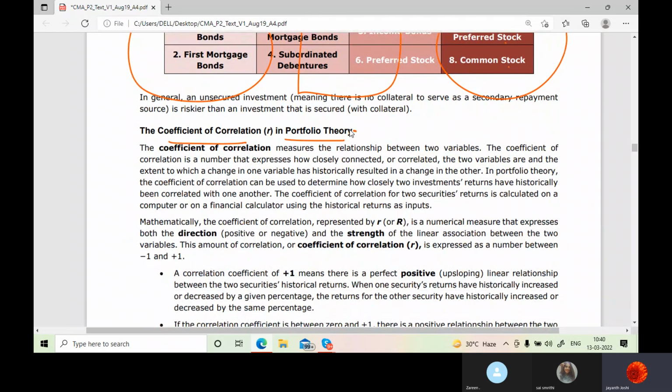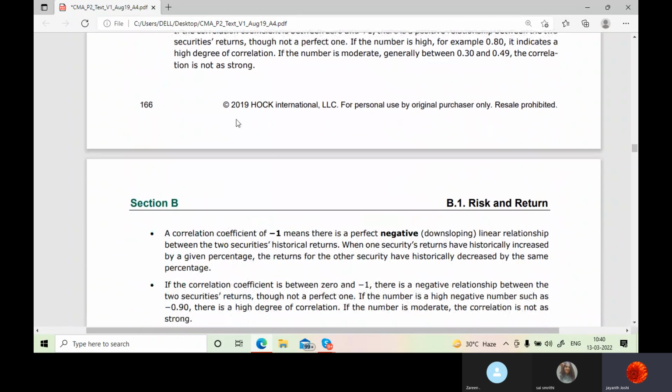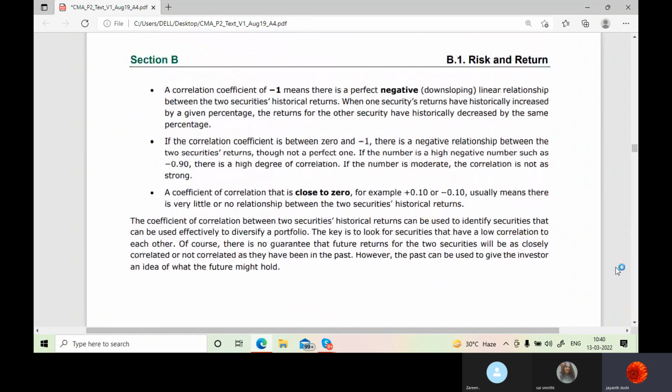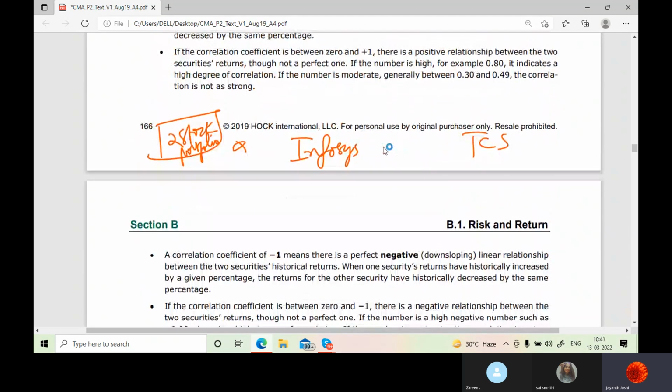Coefficient of correlation is used in portfolio theory. The coefficient of correlation tells you the strength of the relationship in a portfolio. For example, if I make a 2-stock portfolio of Infosys and TCS, I am only interested in software company stocks, because I think the pandemic and these kinds of stressful scenarios won't have an impact on these companies, because they can work online.